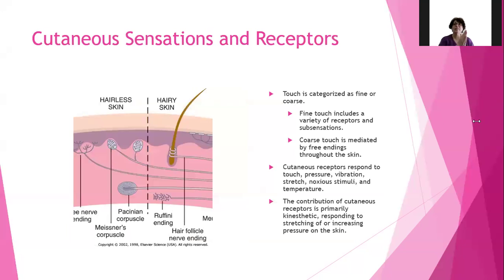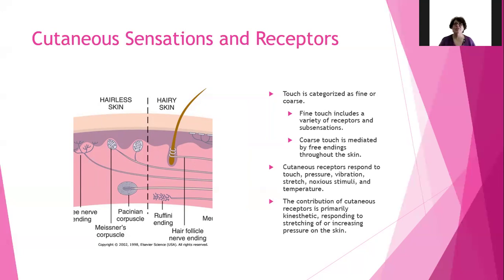So cutaneous touch is recognized as fine or coarse. Fine touch includes a variety of receptors and sensations. Coarse touch is mediated by free nerve endings throughout the skin. So something like pressure or stretch has a specific receptor that receives that information. Coarse touch is just free nerve endings. And so coarse touch tends to be things like tickle and itch and things that you're not discriminating exactly, like, oh, the inside of that shirt is really soft or something like that.